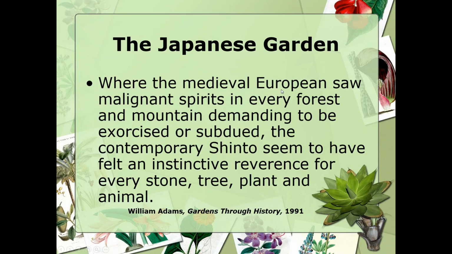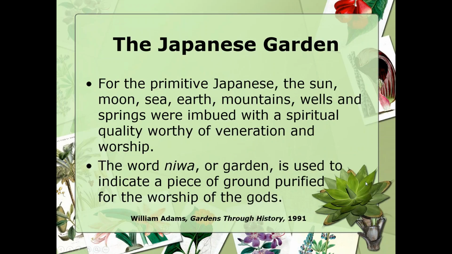So Europeans thought, we want to cultivate this, we want to tear down the trees and make buildings and add, as opposed to the Shinto, who believed that we want to maintain and keep this beautiful nature around us. From the primitive Japanese, the sun, moon, sea, earth, mountains, wells, and springs were imbued with a spiritual quality worthy of veneration and worship. The word niwa, or garden, is used to indicate a piece of ground purified for the worship of the gods.